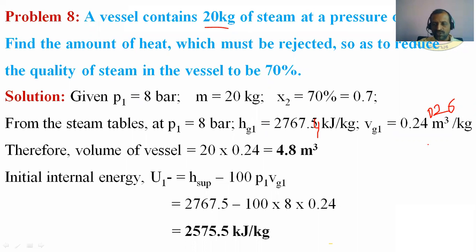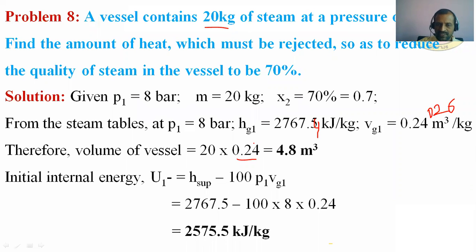But for a shorter note I have taken, it is 0.24 only. So now therefore volume of vessel is equal to 20 into 0.24 is equal to 4.8 meter cube. This is the volume of the vessel. So this 0.24 is taken from the steam table.